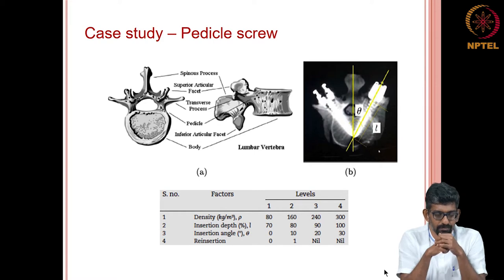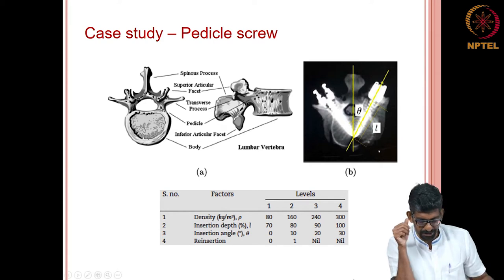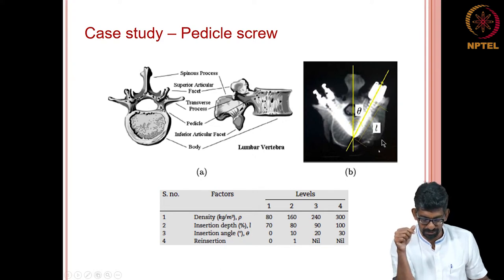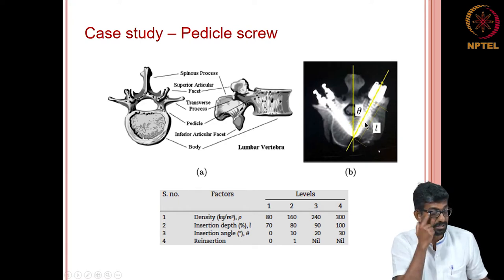to the doctor. So the doctor has some information to begin with, which is his input space: density, insertion depth, insertion angle, reinsertion. You can see what it means. This theta is the insertion angle, and L is the insertion depth. Density is the bone density that we are talking about, and reinsertion is what happens when they put the screw and then they understand that it's not going to hold.